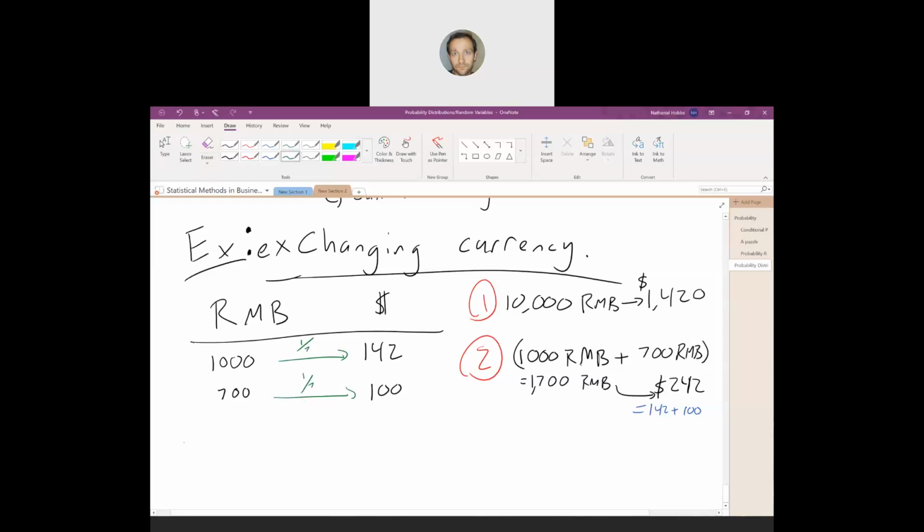So if you want to go from renminbi into US dollars, you can just divide by 7. So another way that you could arrive at this number is to take 1700 divided by 7, and you should get something close to 242. Agree? Is there anything wrong with that?